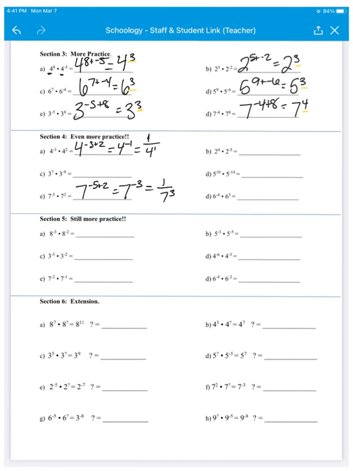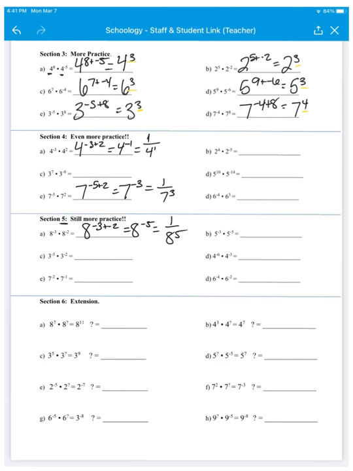You're going to find the same thing in section 5 when you're adding two negatives together. So like this one would be 8 to the negative 3 plus a negative 2. That's going to give me 8 to the negative 5, which will be 1 over 8 to the 5th. So section 4 and section 5 are very similar here.